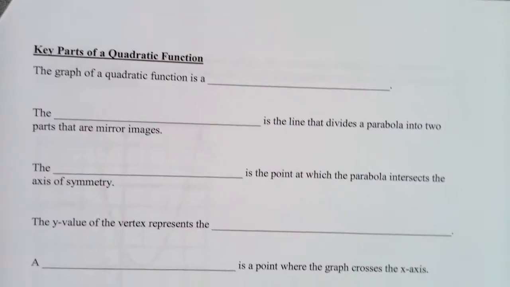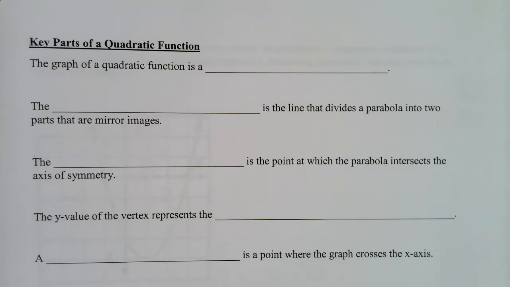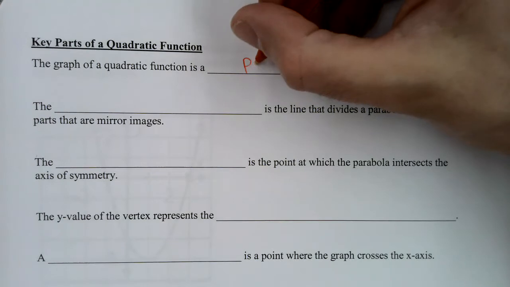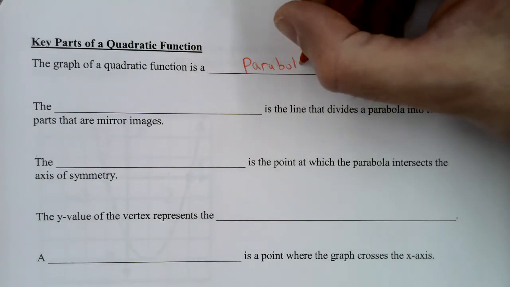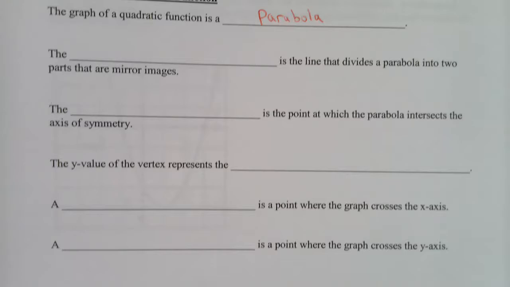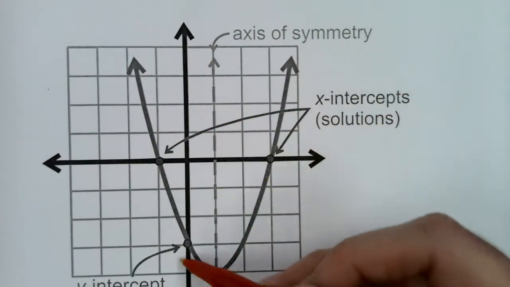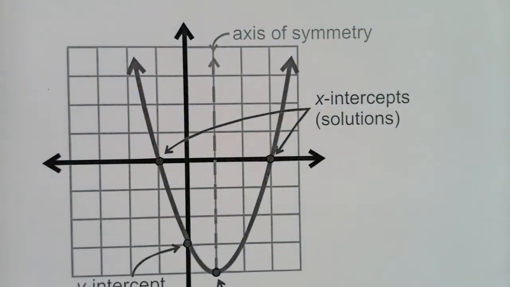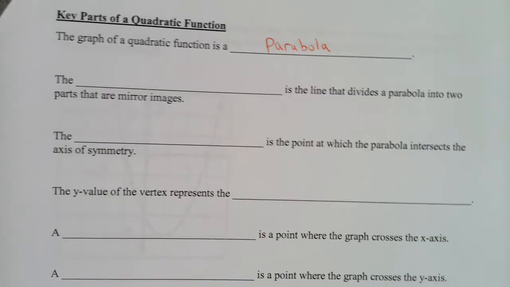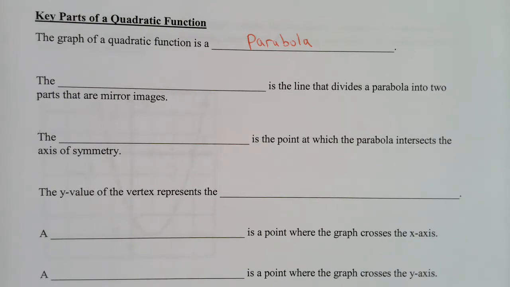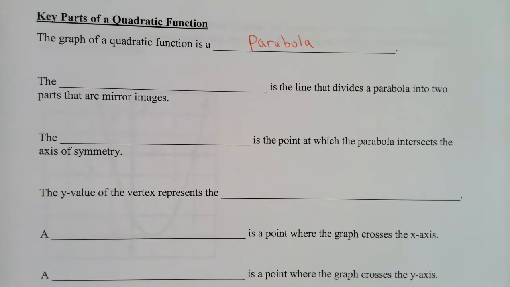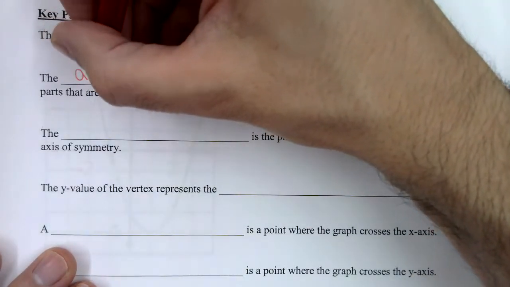Moving on to page 2, key parts of a quadratic function. So first of all, the graph of a quadratic function, you might remember this from the past. It's called a parabola. The graph, the shape is called parabola. So if you look below, this is a parabola. That's the shape name. Okay. The blank is the line that divides a parabola into two parts that are mirror images. That's called the axis of symmetry.